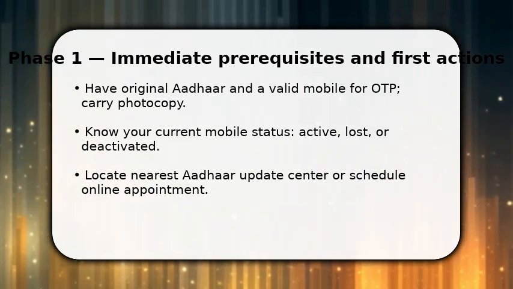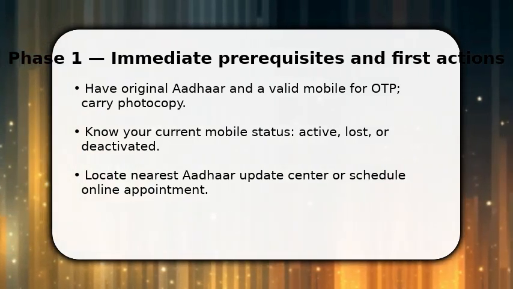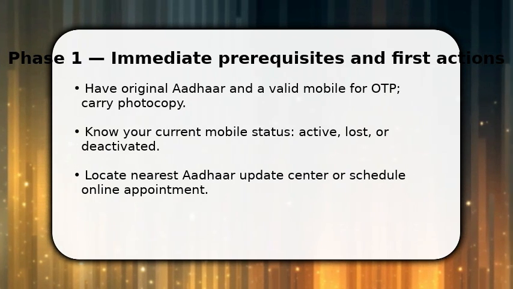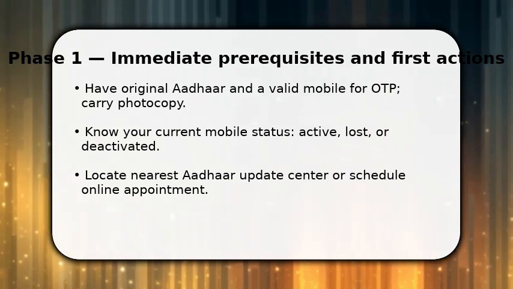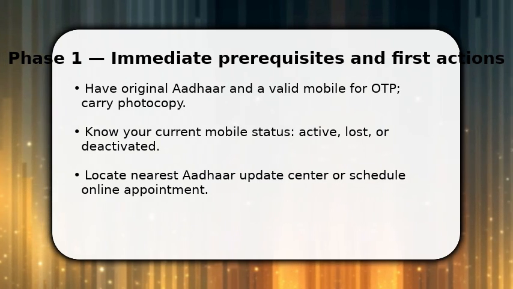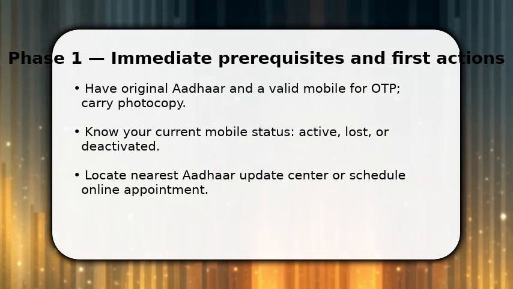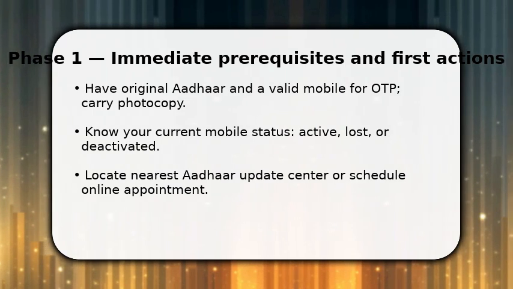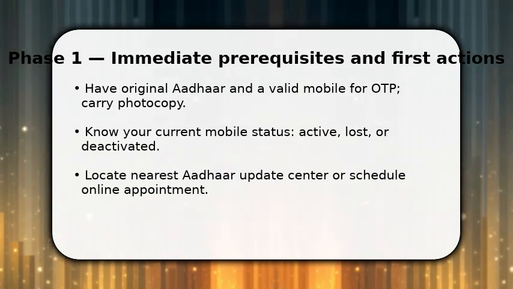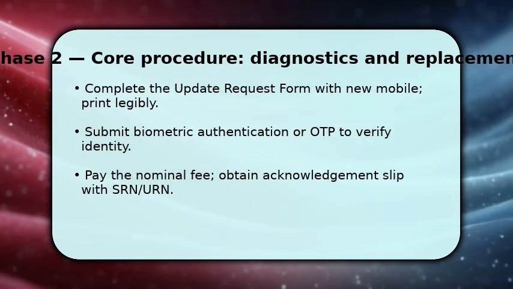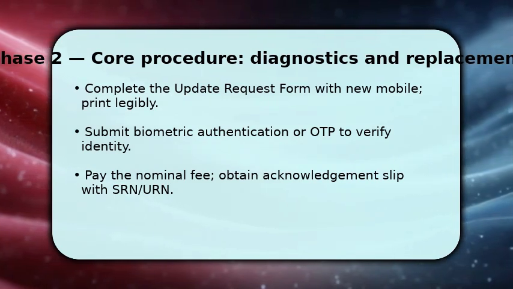The operator will verify your identity using biometric or OTP. Make sure to mention whether your old number is lost or active, because processes differ slightly. This step starts the official update request and generates a URN. Remember it for tracking. Next, you fill the Aadhaar update request form with the new mobile number.